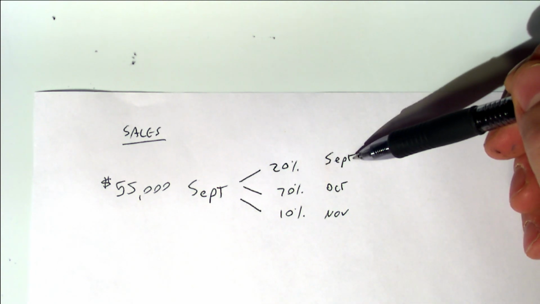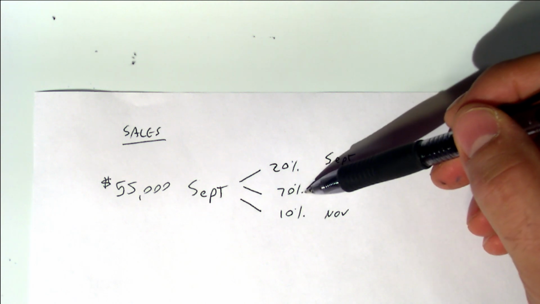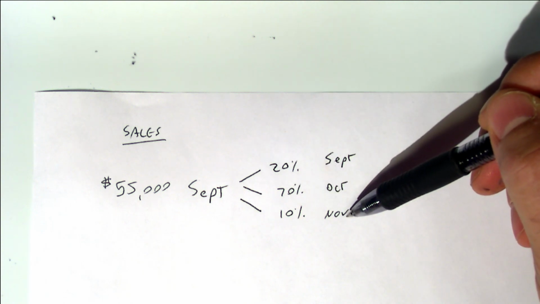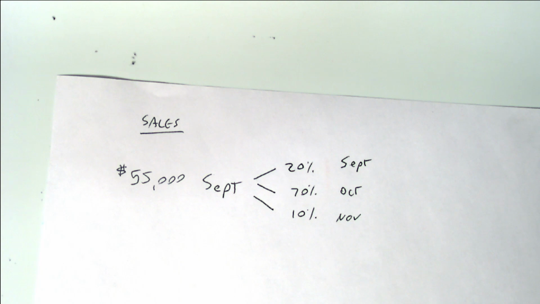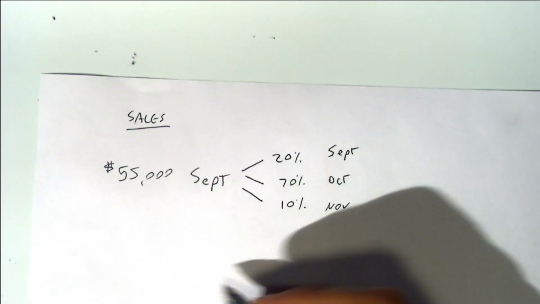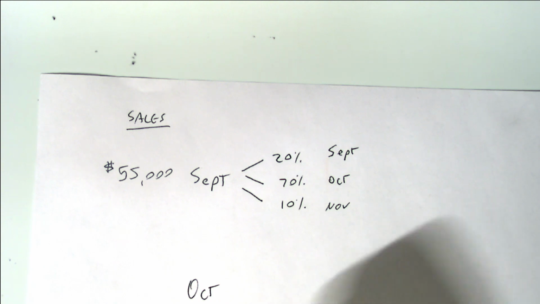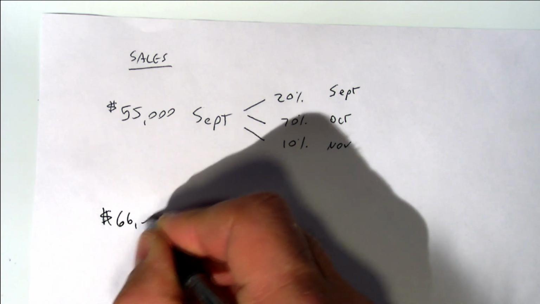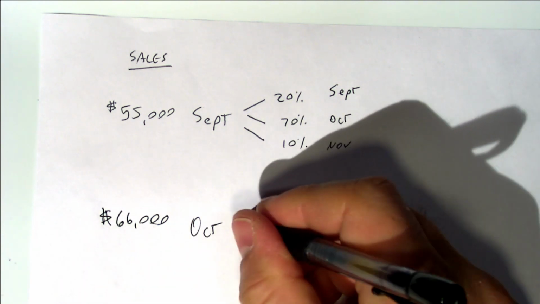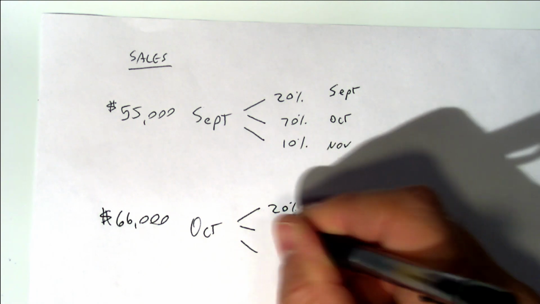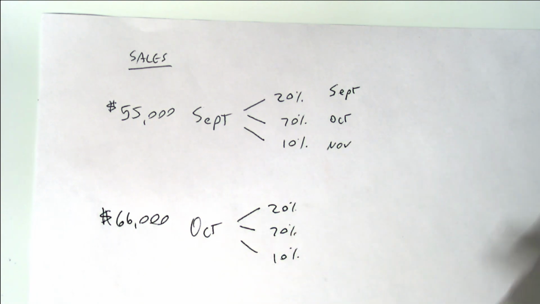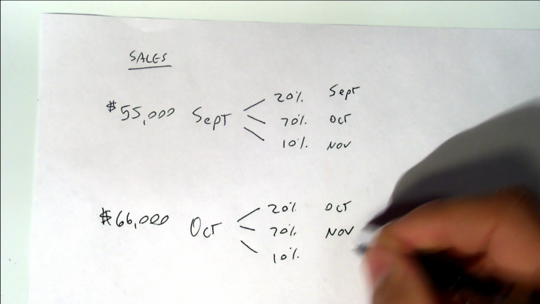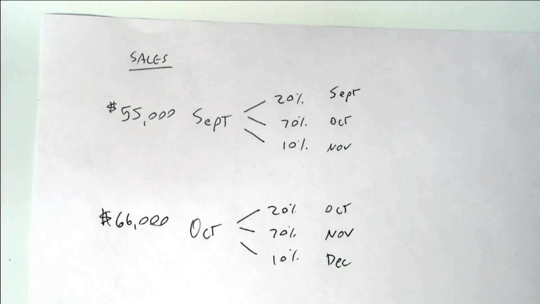20% of September sales will come in September. 70% will come in October, which is the month after September. And 10% will come in the second month after September, which is November. You with me? Now, what about October sales? How much were sales for October? 66,000. So it's going to be the same collection pattern. 20%, 70%, 10%. 20% will come in October, which is that month. 70% will come in November. And 10% will come in December. Is that correct?